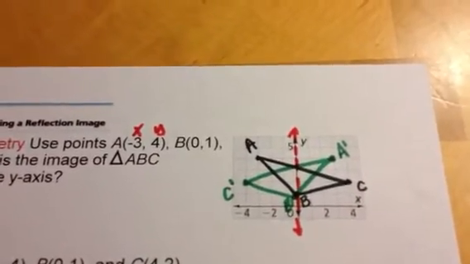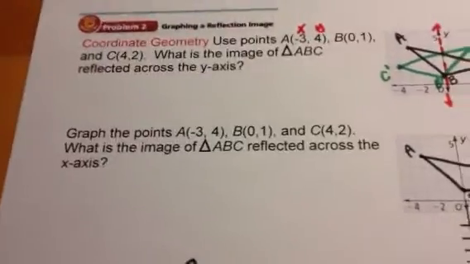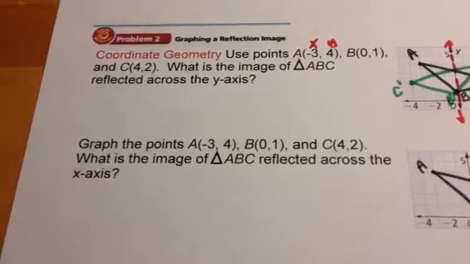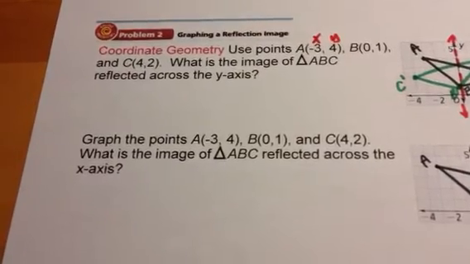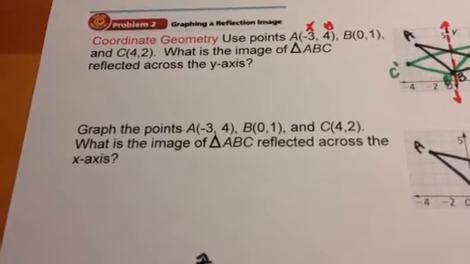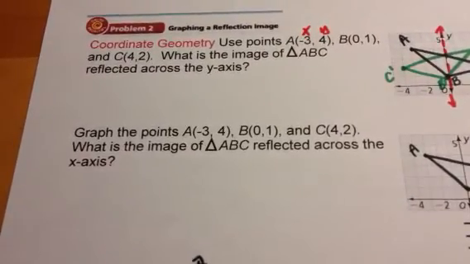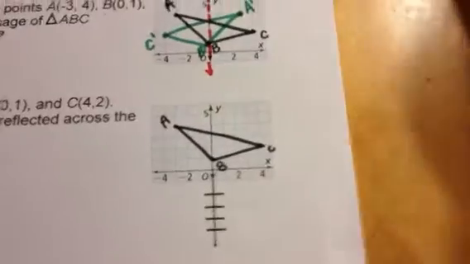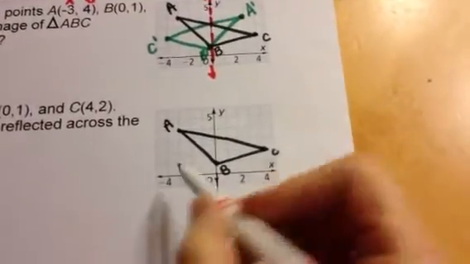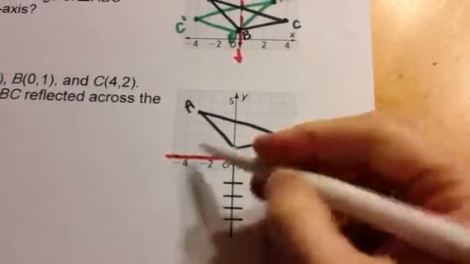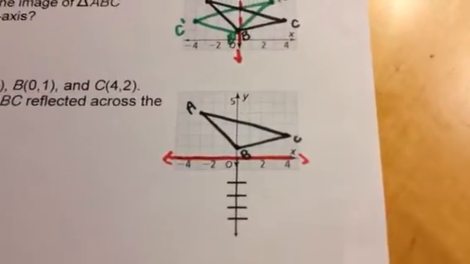Okay, now the next one, let's see what that says. Graph the points A. Oh, hey, that looks just like the one before. So take a minute to graph that. And if you need to pause the video, do that. No big deal. All right, so I've got it, and then it says, what is the image of ABC reflected across the x-axis this time? Okay, so I'm going to come in. Where in the world is the x-axis? Here is the x-axis. So I'm just going to draw that out in color so I see it.